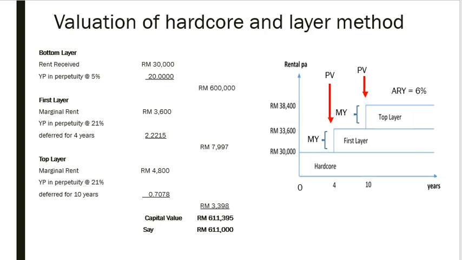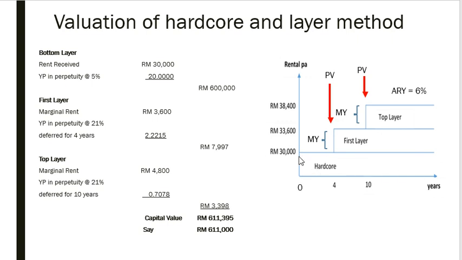Since we have already done step number 1, that is, we have determined the marginal yield, we can proceed with step number 2. That would be to proceed with the valuation of the hardcore and layer method. The valuation of the hardcore and layer method would be in this form. First we have this diagram here to help us do the valuation. We will proceed with the first one, the bottom layer, or the hardcore one.